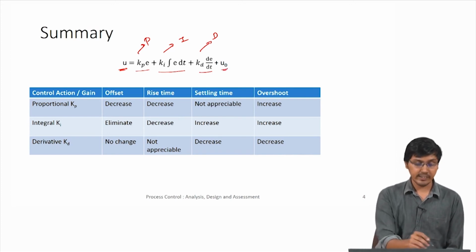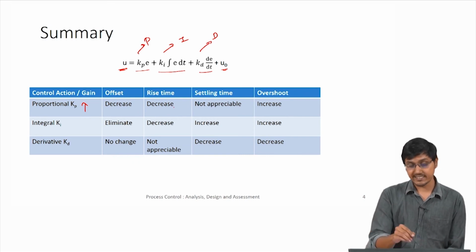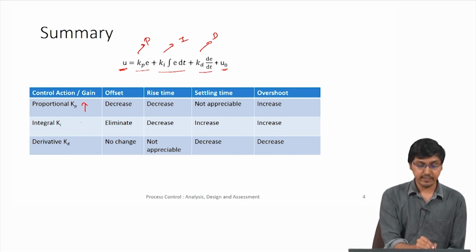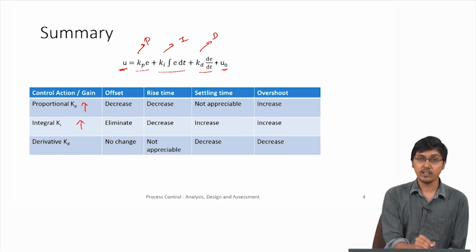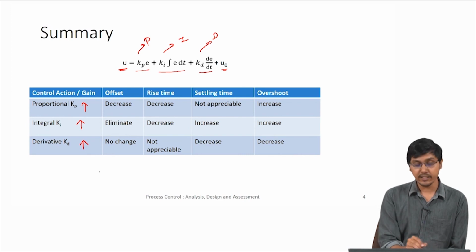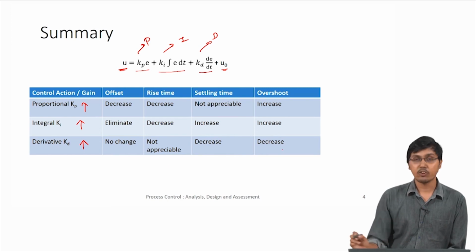We have seen that for the proportional controller, whenever Kp increases, offset decreases, rise time decreases, settling time does not change appreciably, and overshoot increases. And when you increase the integral gain Ki, the offset is eliminated. Even when you have a small Ki, the offset will be eliminated, and the rise time decreases, settling time increases and overshoot increases. For derivative, again offset does not change, and if you increase the value of Kd, rise time does not change appreciably, and settling time decreases and overshoot decreases.